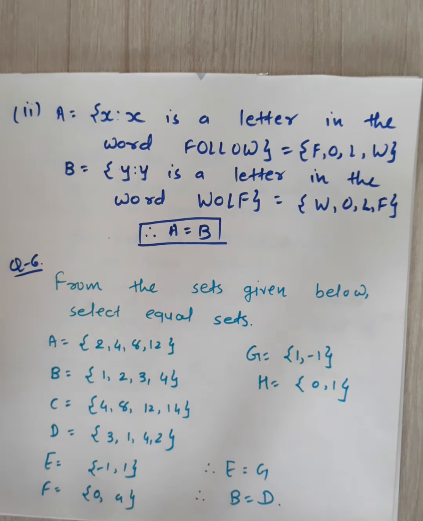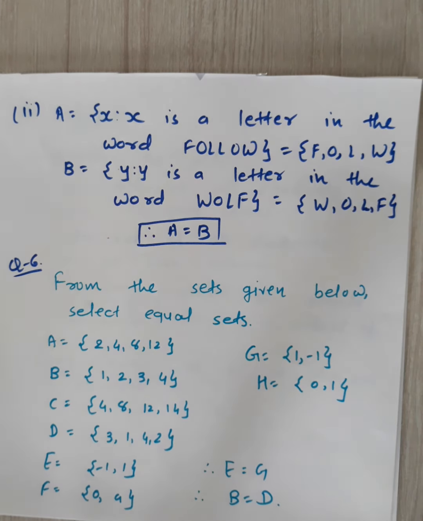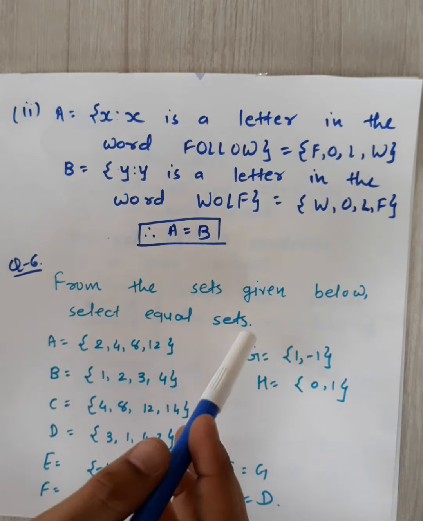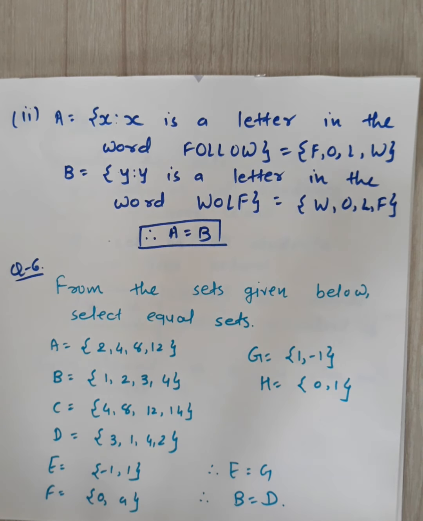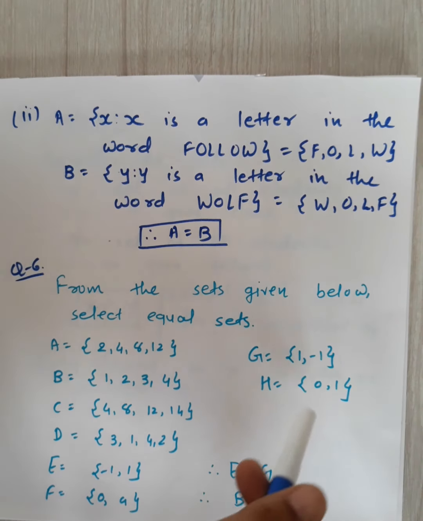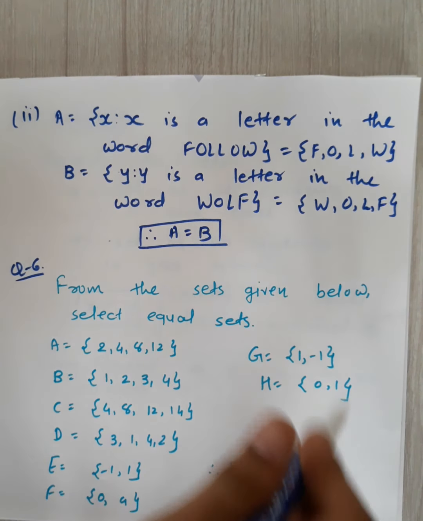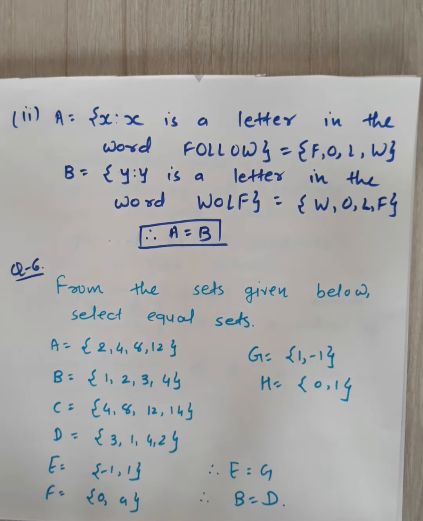Now, question number 6 of your exercise 1.2. It says: from the sets given below, select equal sets. Now there are so many sets: A, B, C, D, E, F, G, H. We will see each and every one. Now what you have to do? You have to tell me in all these 8 sets, which set is equal to which set. So you have to compare each set with each and every other.